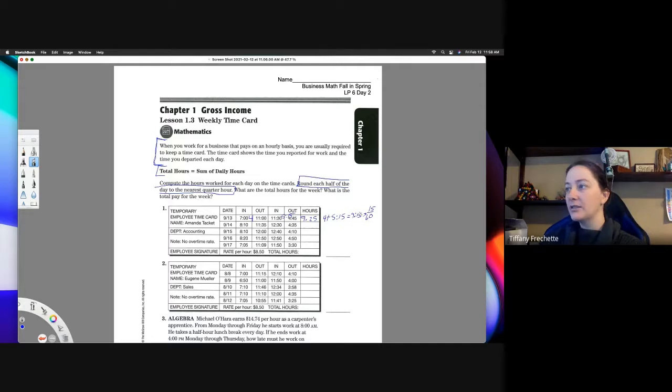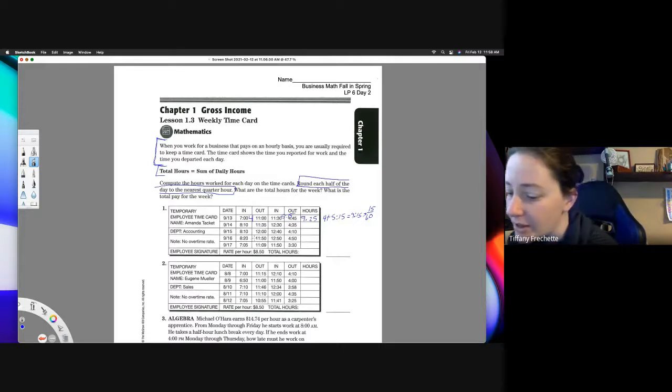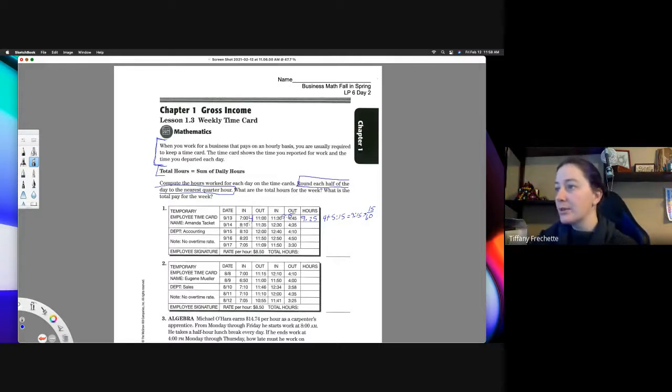At the end, you take your minutes and divide by 60 to find your decimal. So looking at the next one so that you can see what I mean by rounded. I'm not going to work out the whole problem for you because there's only a couple problems on this page, honestly. So we have 8:10 to 11:35. So this would be 3 hours and 25 minutes. That's how much time is between here.